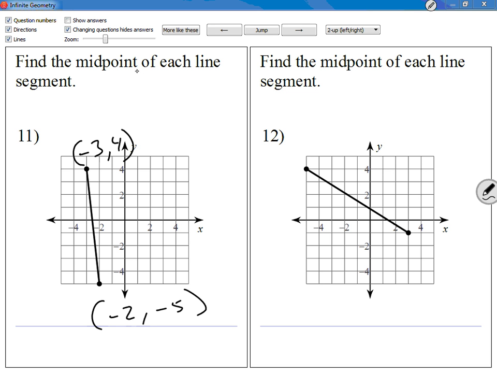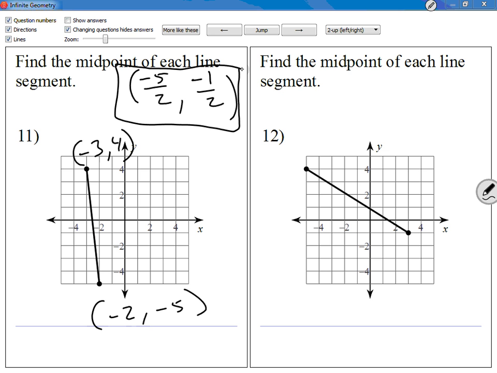For the x value, I have to add my x's. How much is negative 3 plus a negative 2? Negative 5. So let's go negative 5 over 2. For the y's, how much is 4 plus a negative 5? So let's go negative 1 over 2. I cannot simplify any of my fractions, so I'm done. Right? Simplify any fraction if you can.